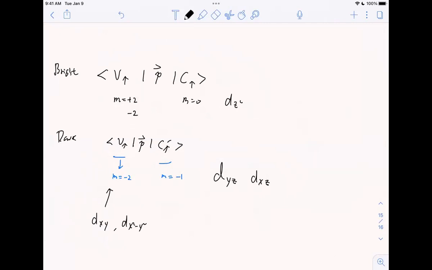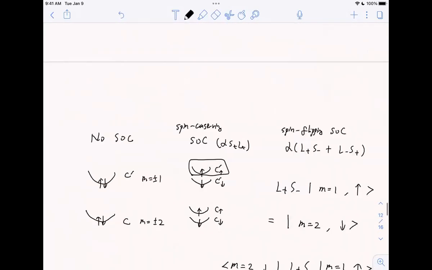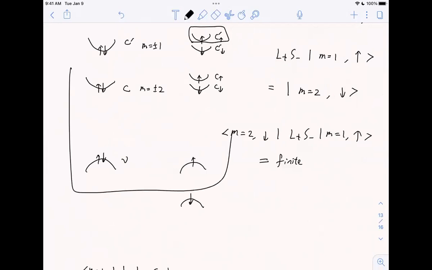And this is something that I actually didn't know before until I wrote the paper with Dr. Chang, who explained it to me. Because before I was quite puzzled. When people draw the band structure, they usually just draw this part. I just didn't understand why the bright exciton and dark exciton differ.